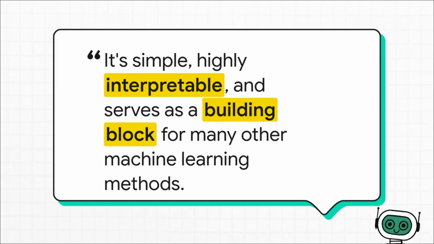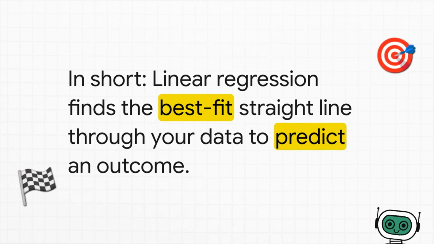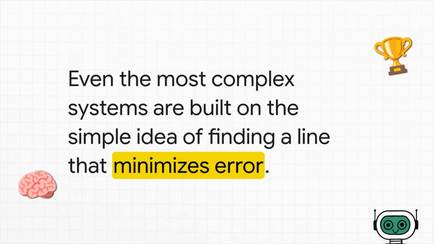So, as a practitioner, why should you care about this seemingly basic algorithm? Well, because it's fast, it's efficient, and it is incredibly easy to interpret. You can look at the weights and understand exactly what's driving the predictions. And most importantly, it's the conceptual foundation for many, many more advanced models. So, to wrap it all up in one sentence, linear regression finds the best fit straight line through your data to predict an outcome. And the key takeaway to remember is this: even the most complex, sophisticated deep learning models are, at their very core, doing the same thing. They're just optimizing parameters to minimize a cost function. It all comes back to the simple, powerful idea of finding a model that minimizes its own error.